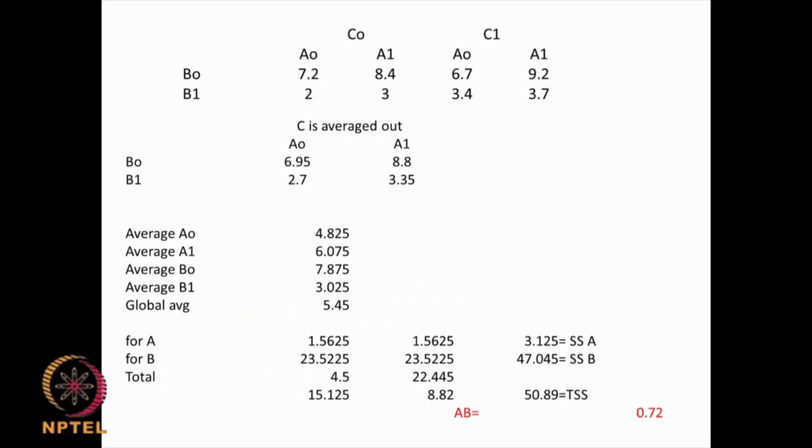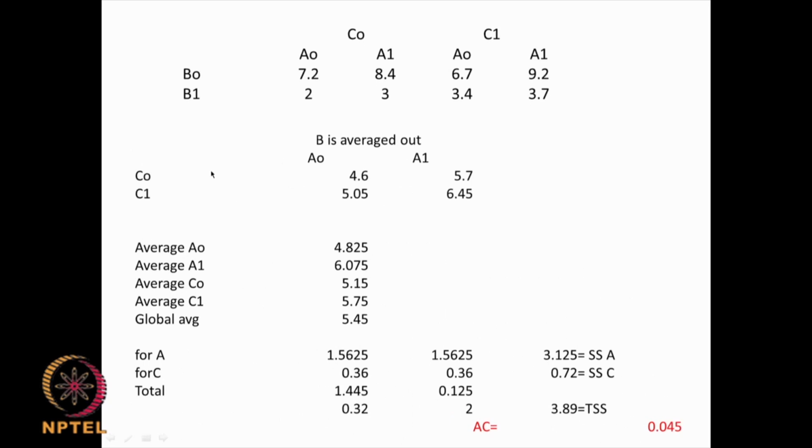Same thing we can do: just like averaging out C to get a table for AB, I can average out B to get a table for AC. Once I do that, I do the same calculation. Do not forget, when I am calculating the sum of squares for A, I multiply by 4, and for C also I multiply by 4, but when I am calculating the total sum of squares I will be multiplying by 2.